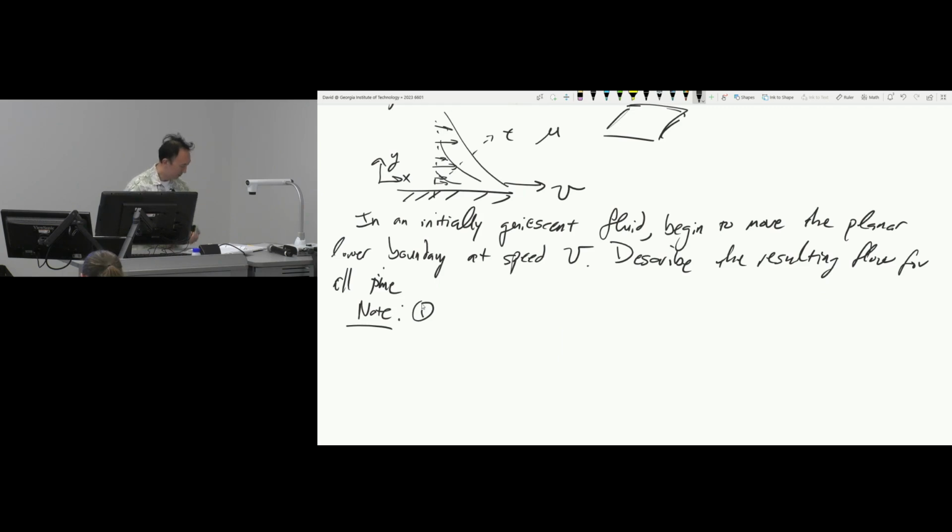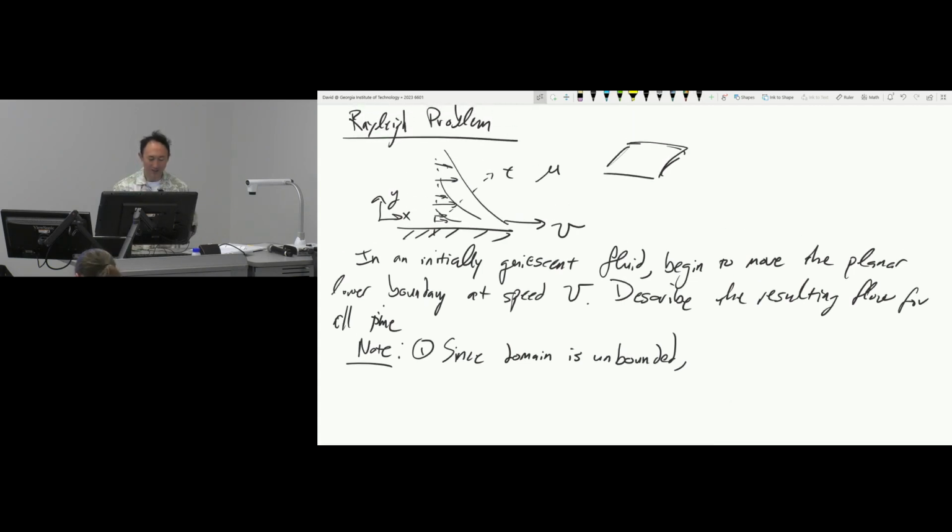So let's make a few notes about how we're going to solve this problem before we get into the details of even the boundary conditions. The domain we call unbounded. Imagine it's like an infinite space that's just cut in half, so everything above the plate exists. Since the domain is unbounded, the velocity field evolves continuously.